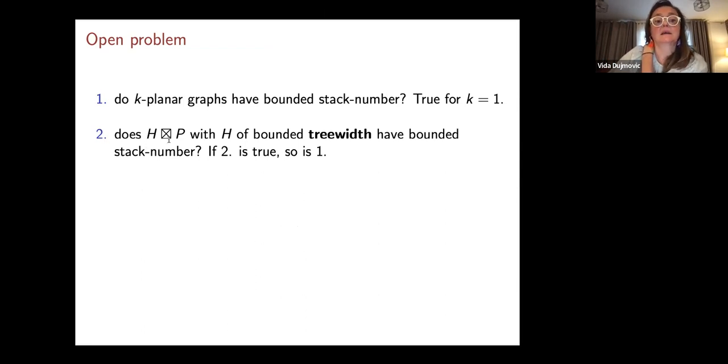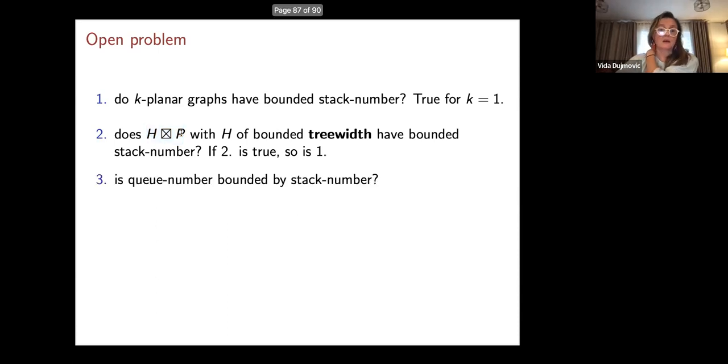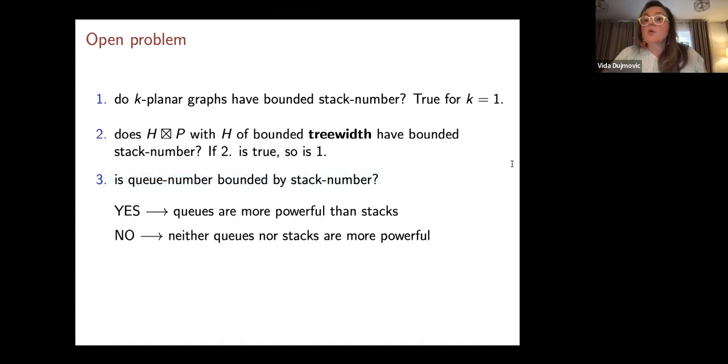Related to that, is it true that a strong product of H and P, where P is a path and H is a graph of bounded treewidth, has bounded stack number? If the answer is yes, then the answer to the previous one is yes. I don't want to go into that. I don't think we have an answer to this, even when H is a tree. So a tree times a path, does it have a bounded stack number? Even that we don't know. And here's the big one: is queue number bounded by stack number, the one I already mentioned. And as I said, we don't even have good candidates for that yet.